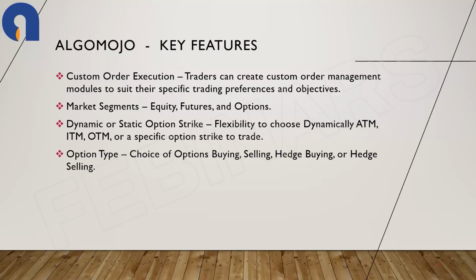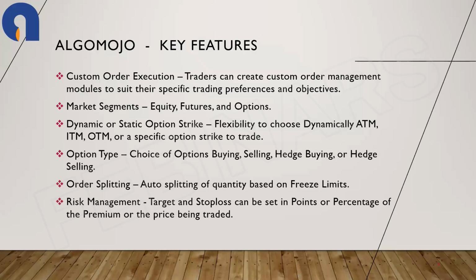Then if you're an option buyer, you can do the buying, or if you're an option seller, you can do that. Or if you want to hedge some of your trades, you can hedge that by buying an option or even selling an option. Then if the quantity is more than the freeze limit set by the exchange, you need not worry about splitting those quantities. We will do the splitting of the orders and place multiple orders on your behalf based on the quantity set by you in the order management tool that we will be going through.